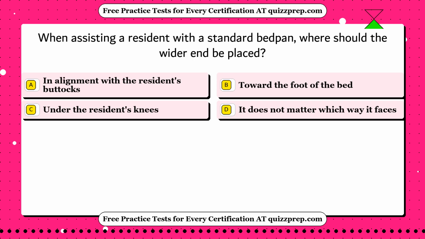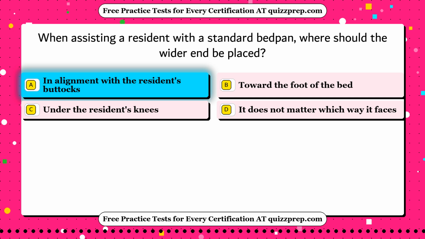Question 43. When assisting a resident with a standard bedpan, where should the wider end be placed? Option A. In alignment with the resident's buttocks. Option B. Toward the foot of the bed. Option C. Under the resident's knees. Option D. It does not matter which way it faces.